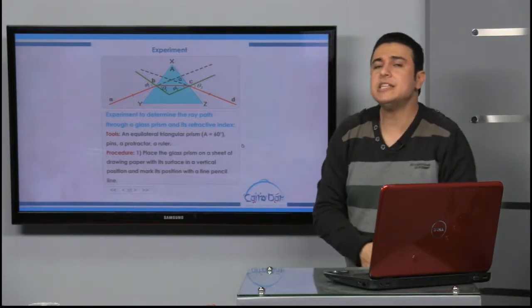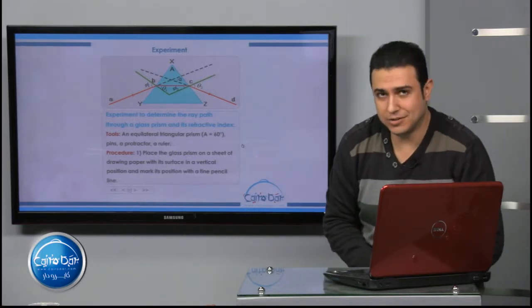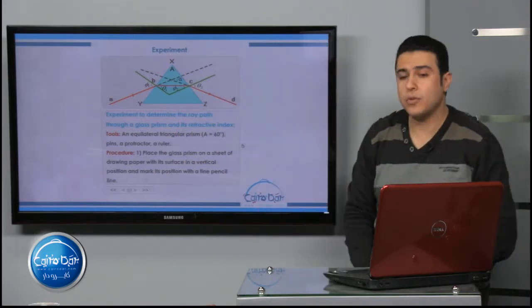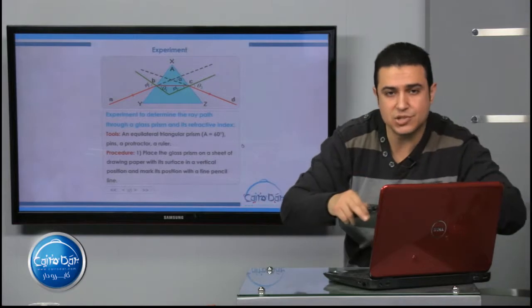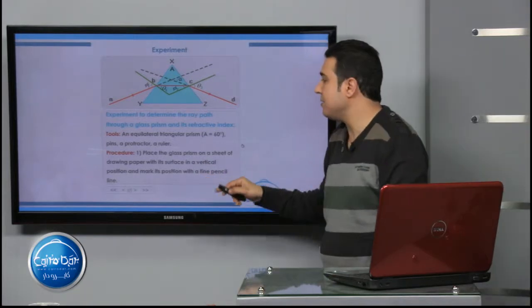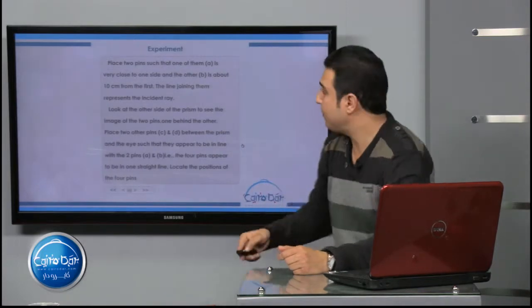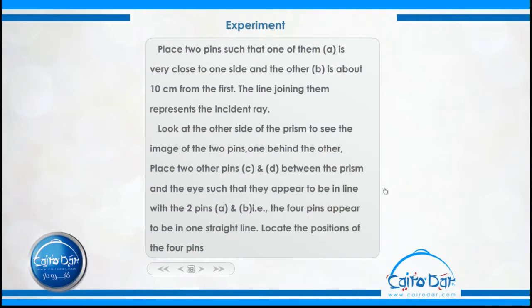What about the procedure? What are the steps? Place the glass prism, as you see here, on a sheet of drawing paper in a vertical position and mark its base and mark its position with a fine pencil line. That's the first step. The second step, place two pins such that one of them, A, is very close to one side and the other, B, is about 10 centimeters from the first one.